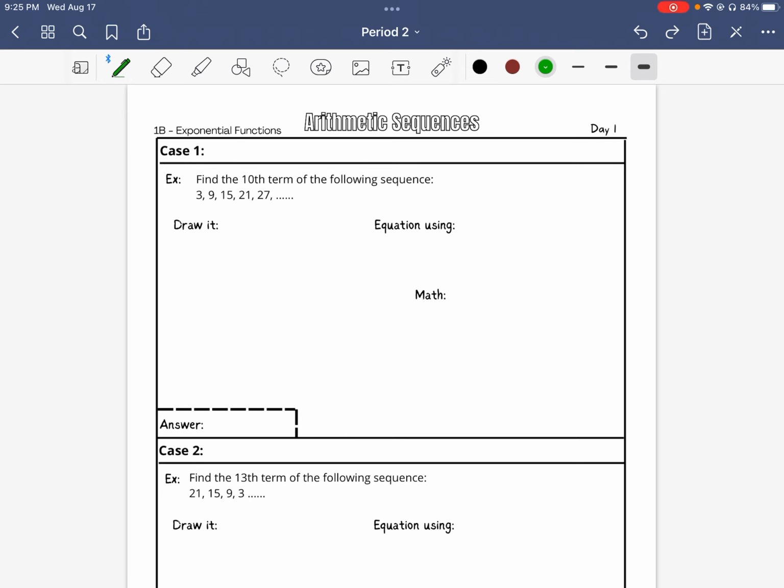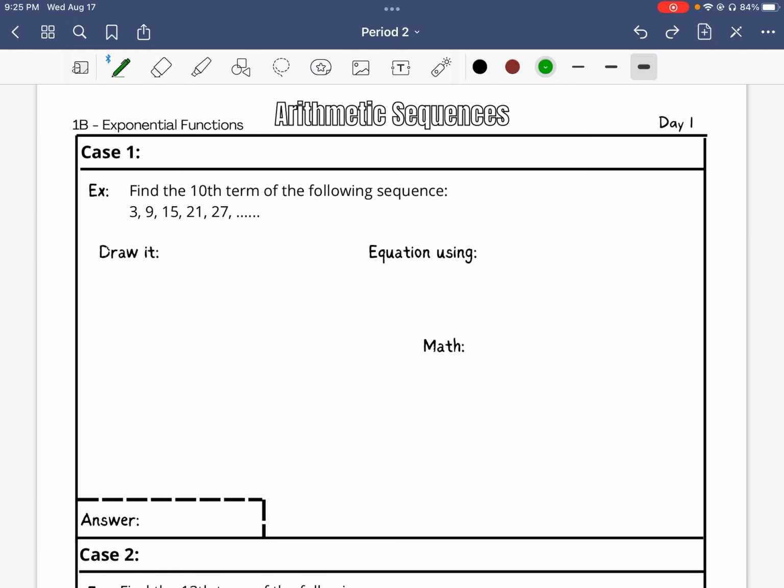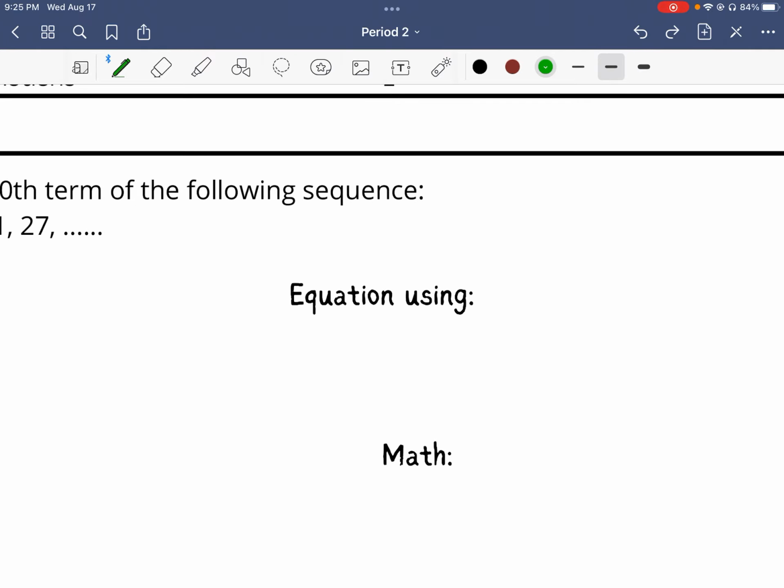So let's start off with this worksheet right in front of you. The example says, find the 10th term of the following sequence. Now, let's write down some vocabulary. Right here we have this word called sequence. This just means a list of numbers in a particular order.